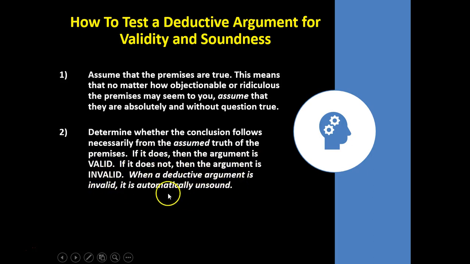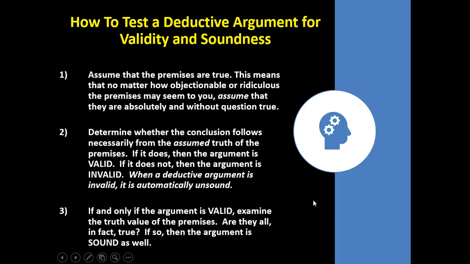when a deductive argument's invalid, it's automatically unsound, right? If and only if the argument's valid, then examine the truth value of the premises. Are they all in fact true? If so, then the argument is sound as well. But if even one of them's false, you've got an unsound argument. Okay? So again, all this talking has some value, but this really pops when we just work through examples together, which we're about to do.